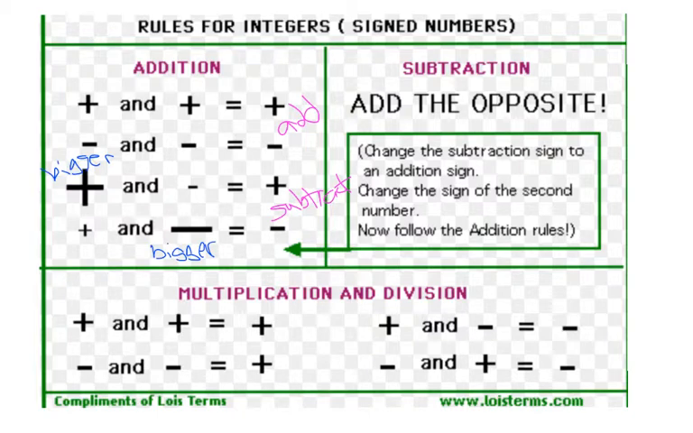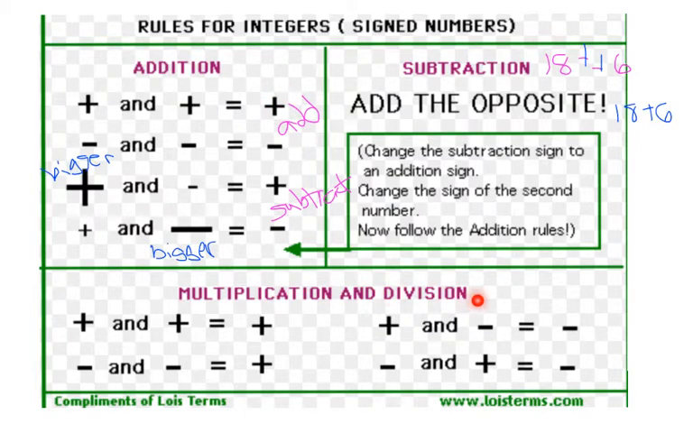And then for subtraction, you change the subtraction sign to an addition sign and then change the sign of the second number. For example, if you were doing 18 minus a negative 6, you would change the subtraction to addition and then change the sign of the second number. So that negative 6 would become positive, and now you have 18 plus 6. They're both positive, so you add and your answer is positive.